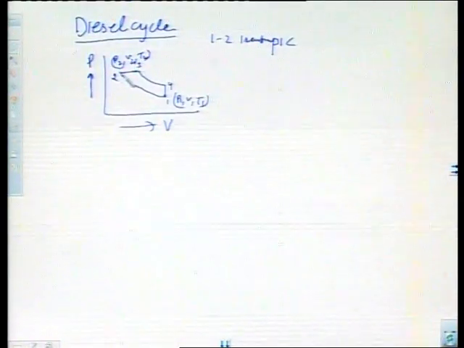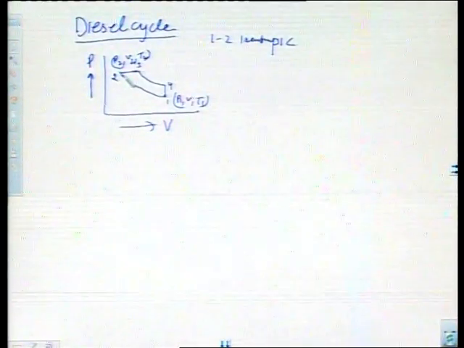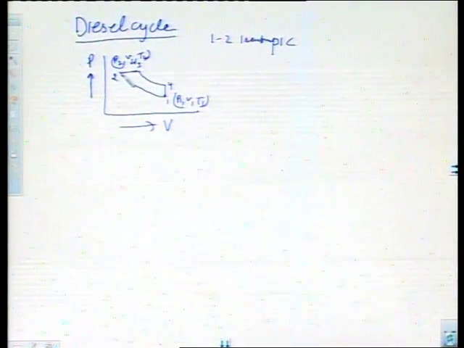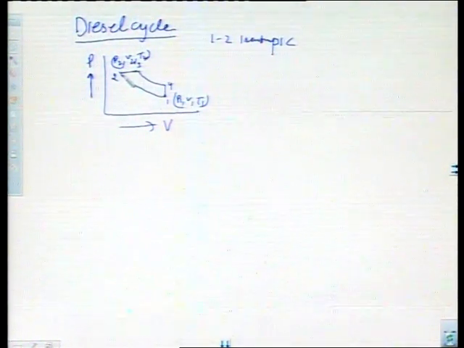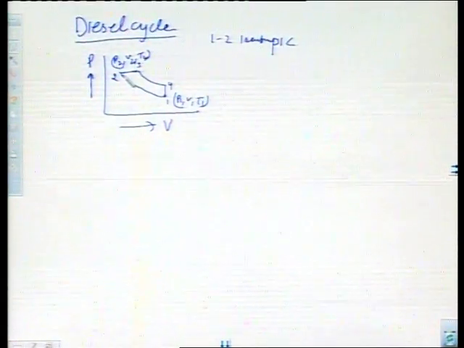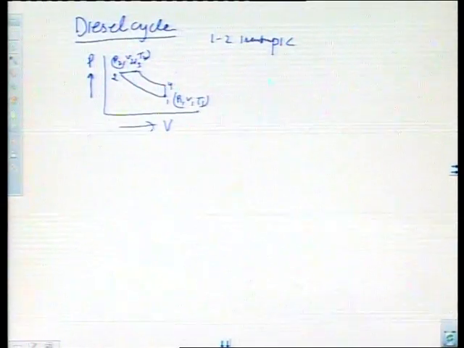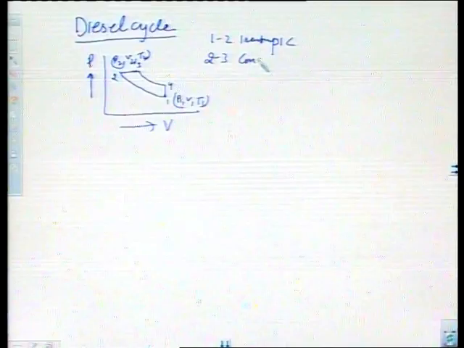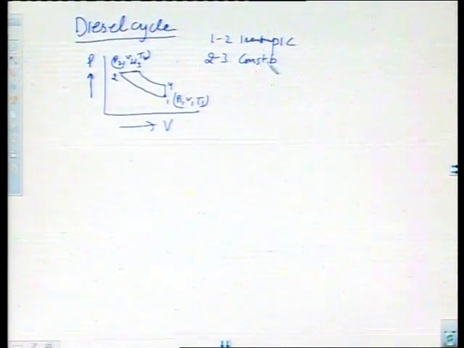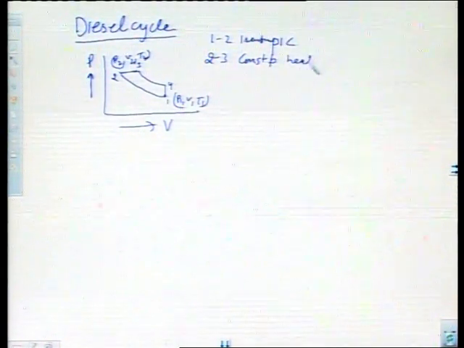Now, as the air is compressed in the cylinder, what will happen? Temperature rises, you add the fuel there, that is diesel fuel. That fuel enters in a constant pressure process. So, 2-3 process is constant pressure process, in which the heat is added.